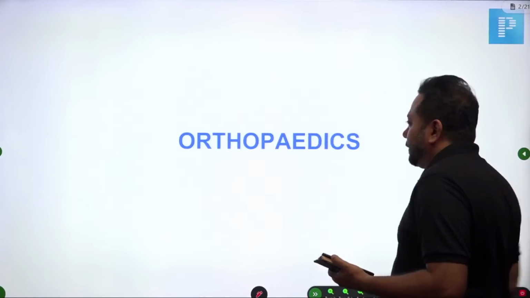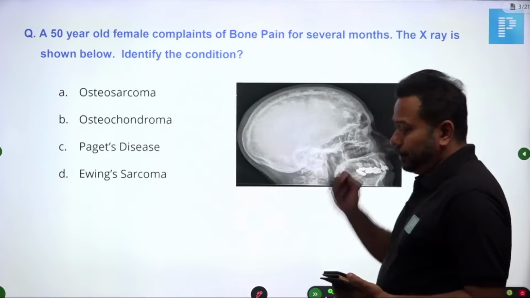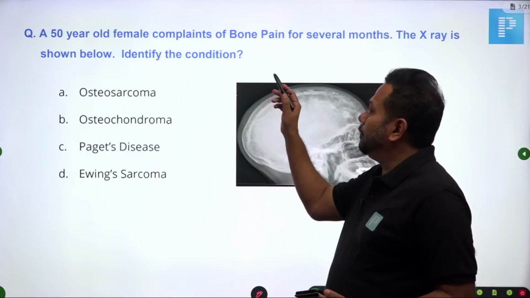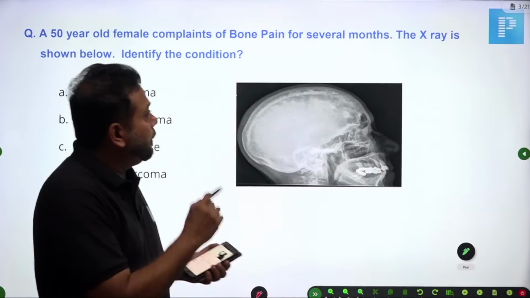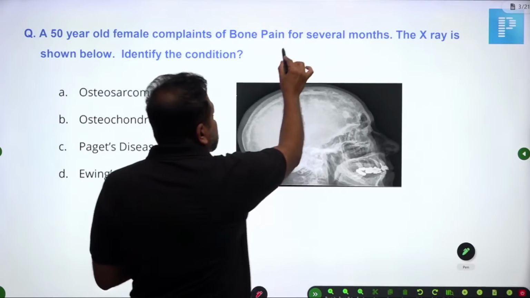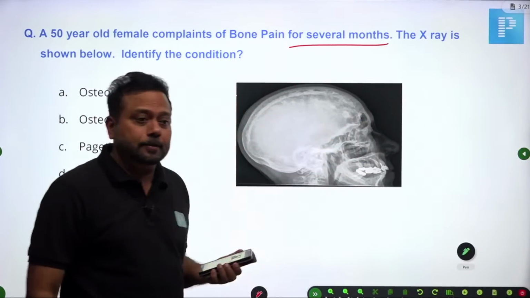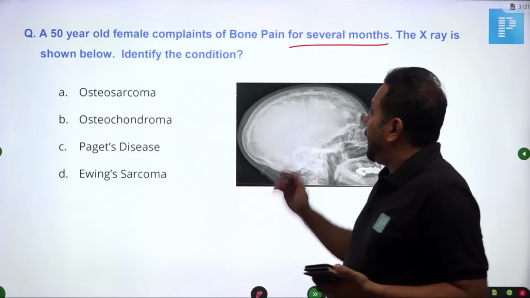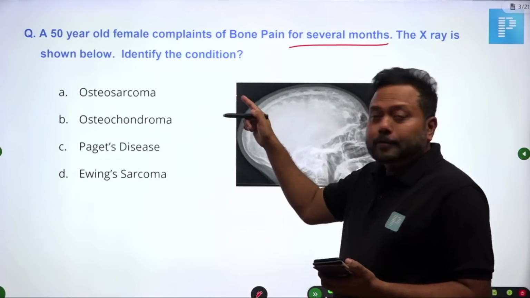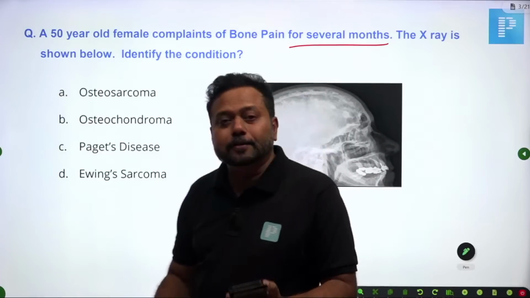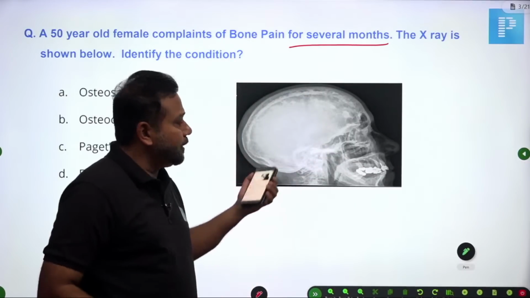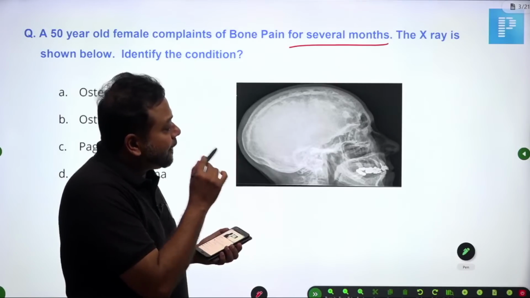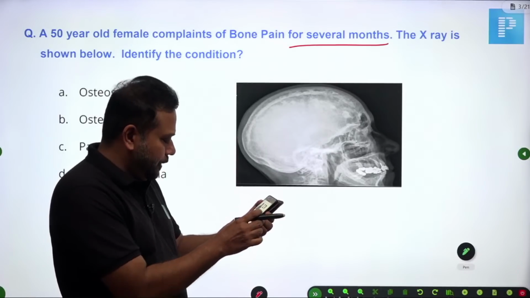The first question goes like this: a 50-year-old female complains of bone pain for several months. This is very important. For several months, it's not an acute thing. Its chronicity is there, and the X-ray of the skull is shown below. When you observe the X-ray of the skull, I am able to see.